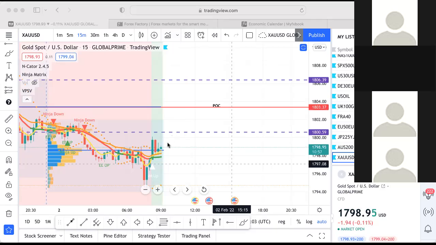But I wouldn't get in right now because it could actually go up to that line and bounce off it. So my prediction would be wait until we get into that value area. Wait till a candle is closed within that value area and then get in for a buy.